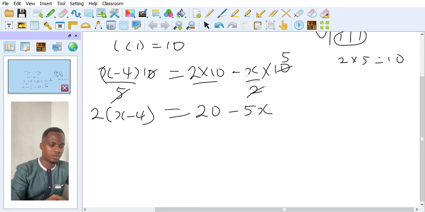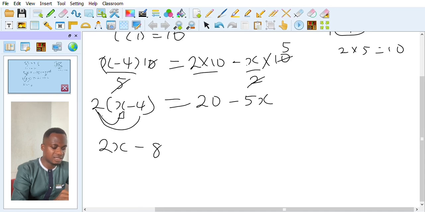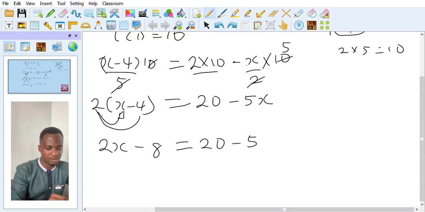Moving on, we can open up this bracket using 2. Remember, if 2 is outside the bracket and we have x and minus 4, we use 2 to multiply x and we still use 2 to multiply 4. So 2 times x is 2x, and 2 times minus 4 is minus 8. Then we have 20, and then we have minus 5x. 2x and 5x are like terms, and 8 and 20 are like terms.